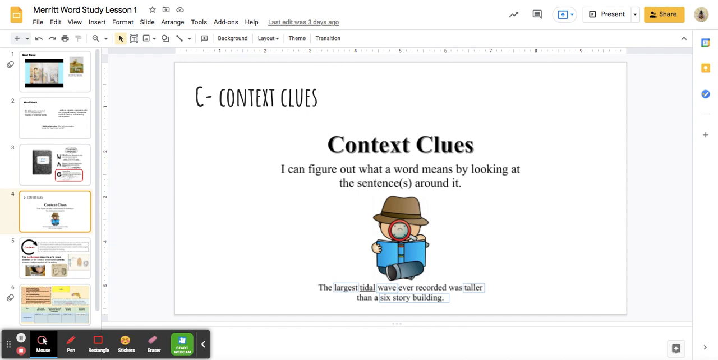The largest tidal wave ever recorded was taller than a 6-story building. The underlined word tidal is the word that I'm trying to figure out. The words around it, like largest, wave, taller, 6-story building, those help me get a really good picture of what this looked like. I know that the tide is when the water comes in on the ocean, and that makes sense because waves are in the ocean. So a tidal wave must be those waves that come in on the ocean, and the largest one of those was really, really tall, like 3 times the school building.